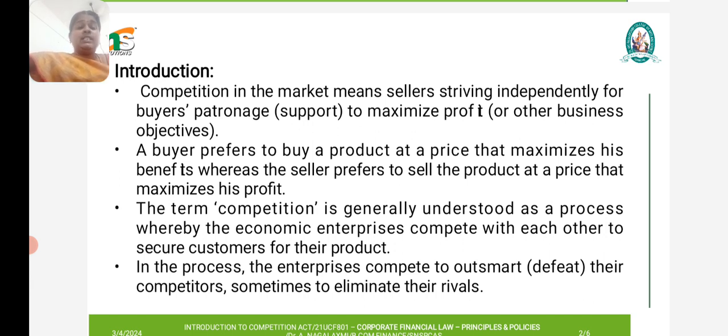The term competition is generally understood as a process whereby economic enterprises compete with each other to secure customers for their product. In this process, the enterprises compete to outsmart, that is, defeat their competitors, sometimes to eliminate their rivals. So, in competition in general, one has to win, the other has to lose. Every seller will try to win and try to eliminate the other sellers. That is called competition.